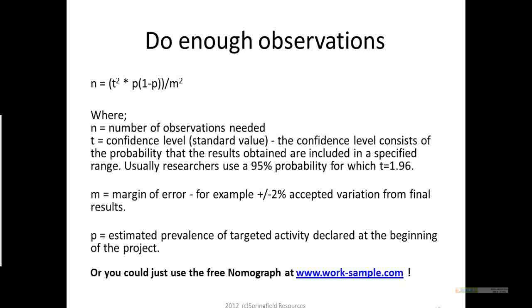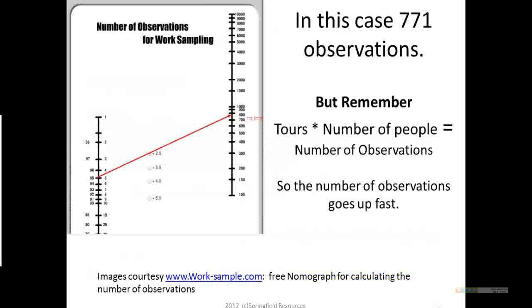So what we've done is we've designed what's called a nomograph. And if you go to the website, it's a free thing, where you just click on the percentages that you need to click on. It explains it, and it then does that little piece of arithmetic and calculates the number of observations. So in this case, in order to get a 2% accuracy, we need 771 observations.